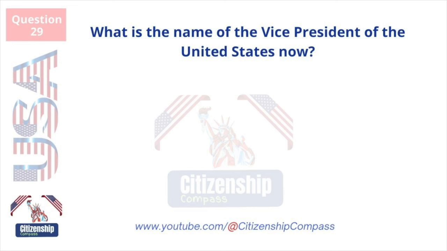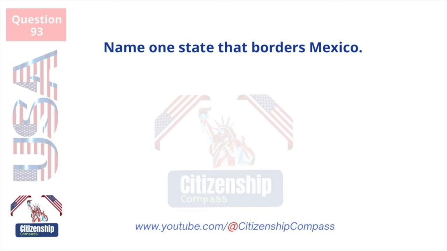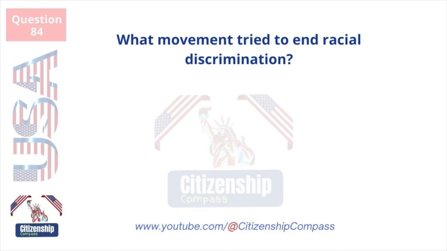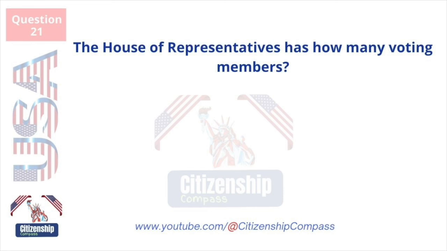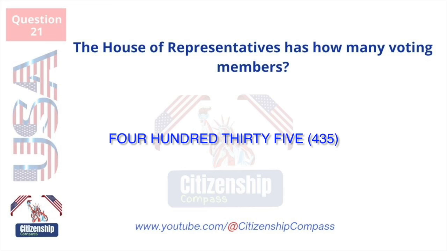What is the name of the Vice President of the United States now? Kamala Harris. Name one state that borders Mexico. Arizona. What movement tried to end racial discrimination? Civil rights movement. The House of Representatives has how many voting members? 435.